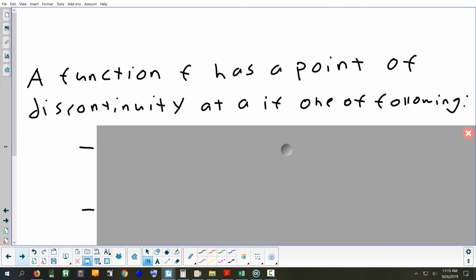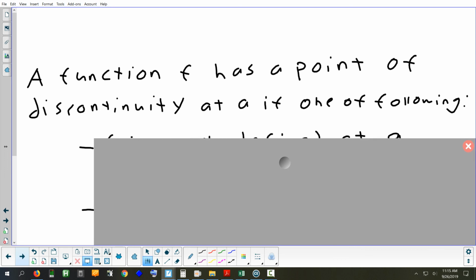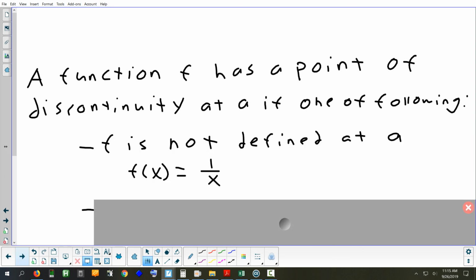All right, so I told you there's 3 different ways that a function can have a discontinuity. One way is if you try to plug in a number that's not in the domain. That usually happens with fractions. Okay? You've got a variable on the bottom, and you can divide by 0. Okay, so that's one way you get a discontinuity.